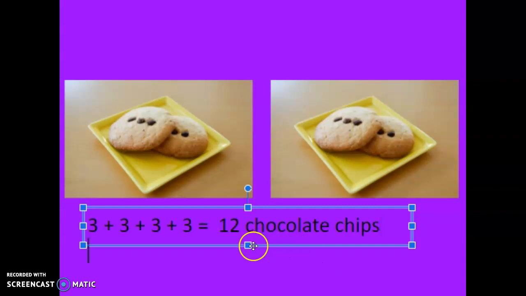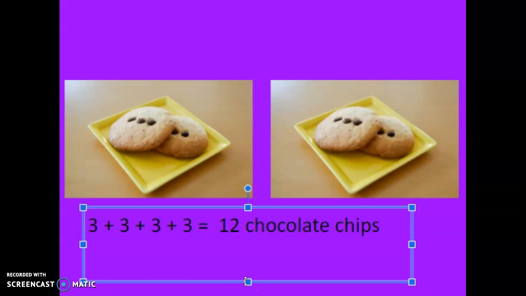So if we have 12 chocolate chips, now I want you to think about how could we write a multiplication problem to represent this particular cookie problem. So let's think about how many groups we have. What's going to represent the groups? What number represents the groups?